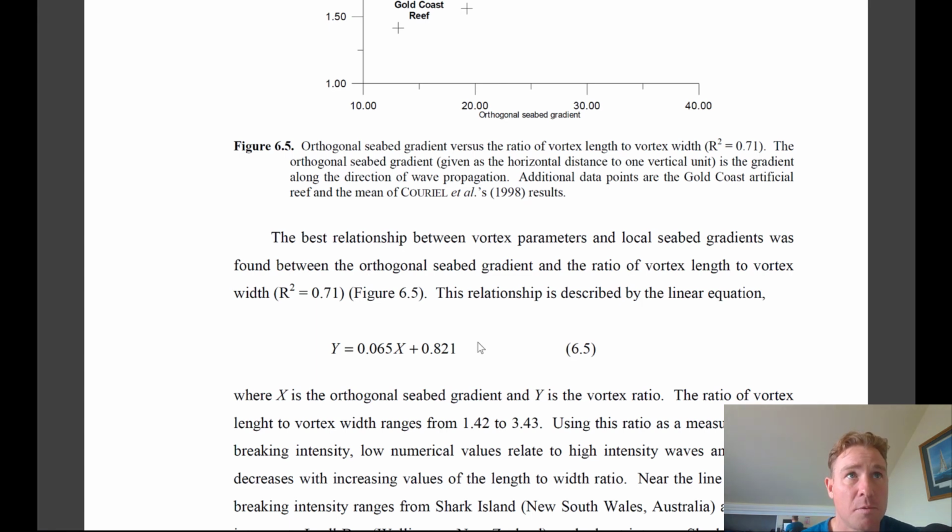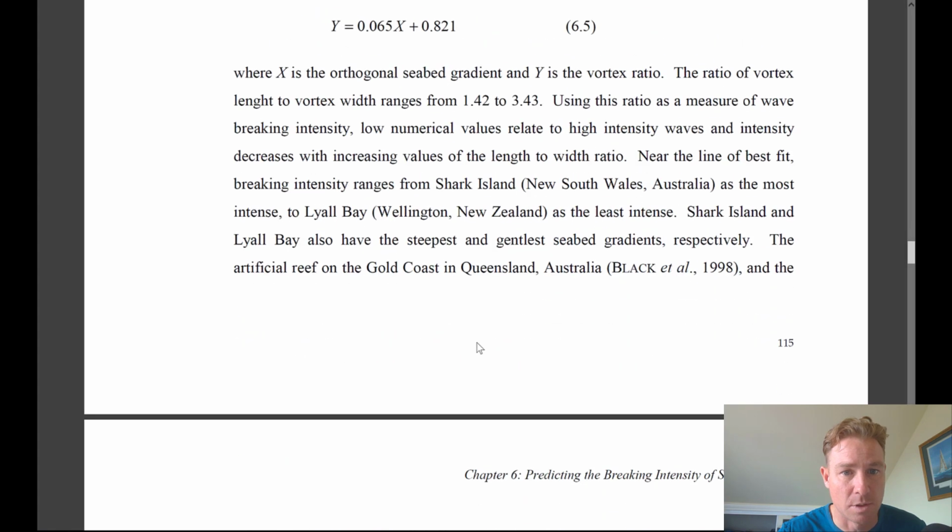So 3.43 is a much longer length and not very wide, right? 1.42 is getting closer to 1, so the length is still longer than the width of the barrel, but it's a lot more round. Okay, so you have round versus kind of more almondy, right? Now, this, of course, has to do with plunging waves only.